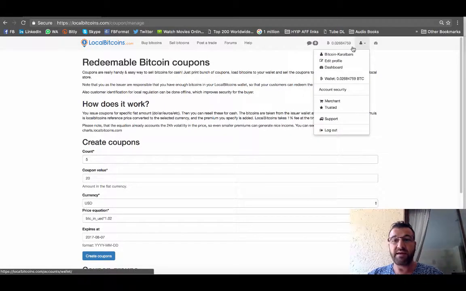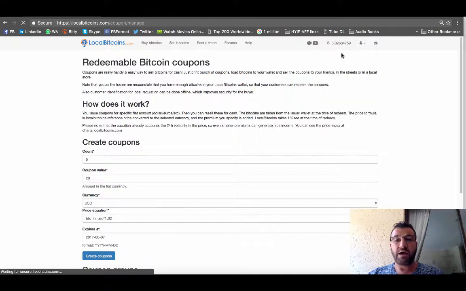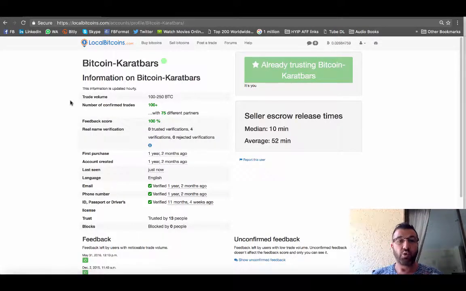This little man over here, the top icon, basically tells you about your account. My account is called Bitcoin Carrot Bars. I've done a trade volume between 100 and 250 Bitcoin. I've done 100 plus trades with 75 different partners, and I've got a 100% score, which means that nobody has an issue with me. Everybody that's bought coins from me, I've delivered on time, and nobody's complained.